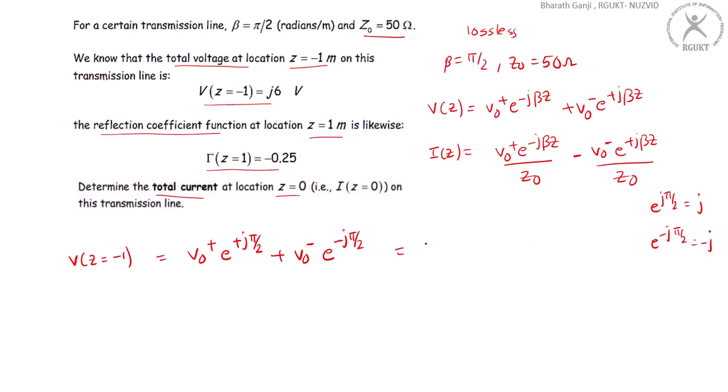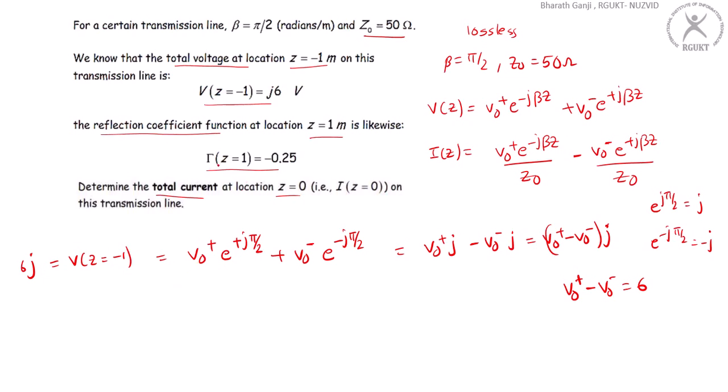So from that you get V naught plus times j minus V naught minus times j. So this is nothing but V naught plus minus V naught minus times j, but this is given as 6 times j. So that gives me a first equation, that V naught plus minus V naught minus is equal to 6. Of course I can solve for the other equation.